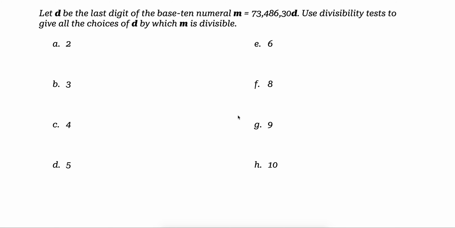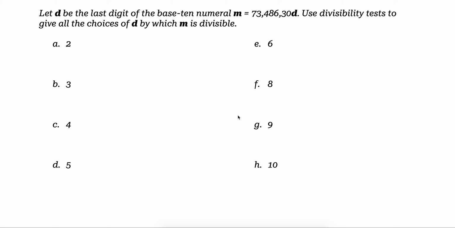For this last example, we're given this number, 73,486,300D. And it says use divisibility tests to give all the choices of D by which this number M is divisible by these different numbers. So some of these are going to be quicker than others.